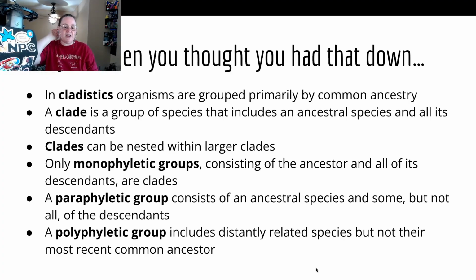Now we've got monophyletic groups, which contain the ancestor and all of its descendants; these are clades. We've also got paraphyletic groups, which consist of the ancestral species and some, but not all, of the descendants. And then we've got polyphyletic groups, which include distantly related species, but not their most recent common ancestor.